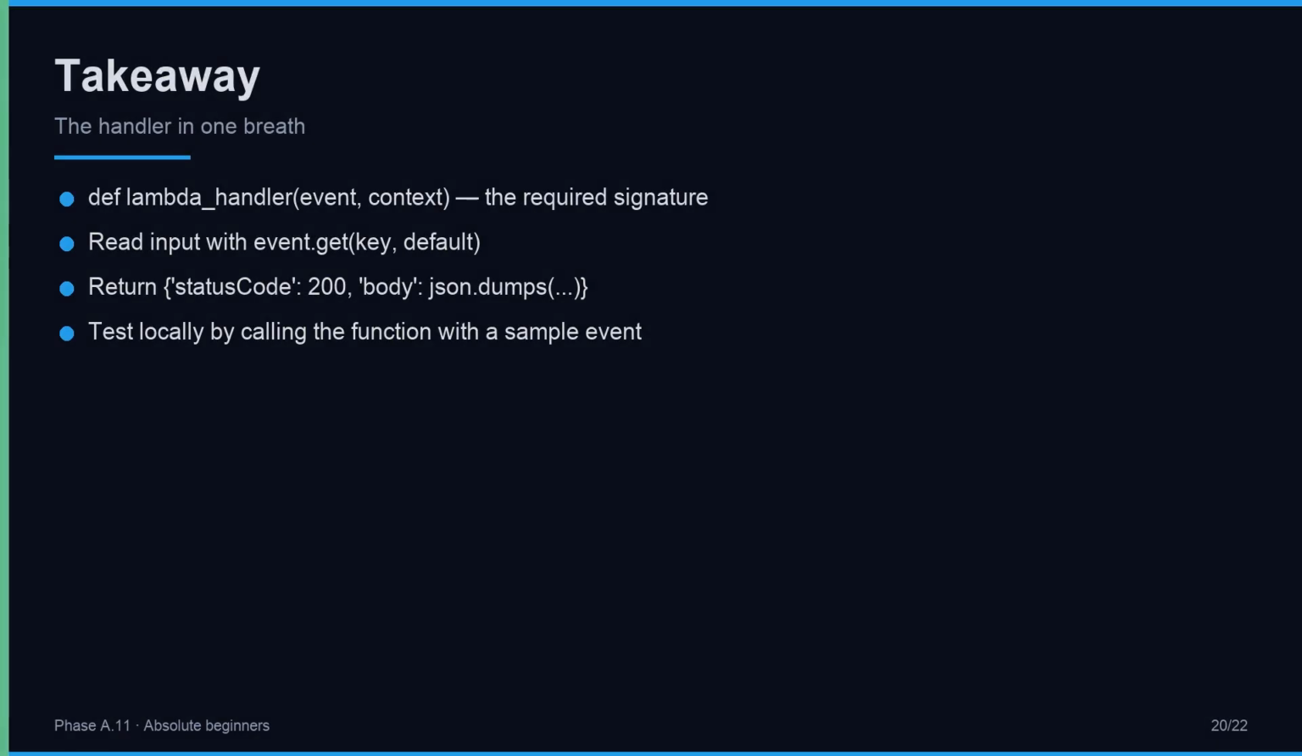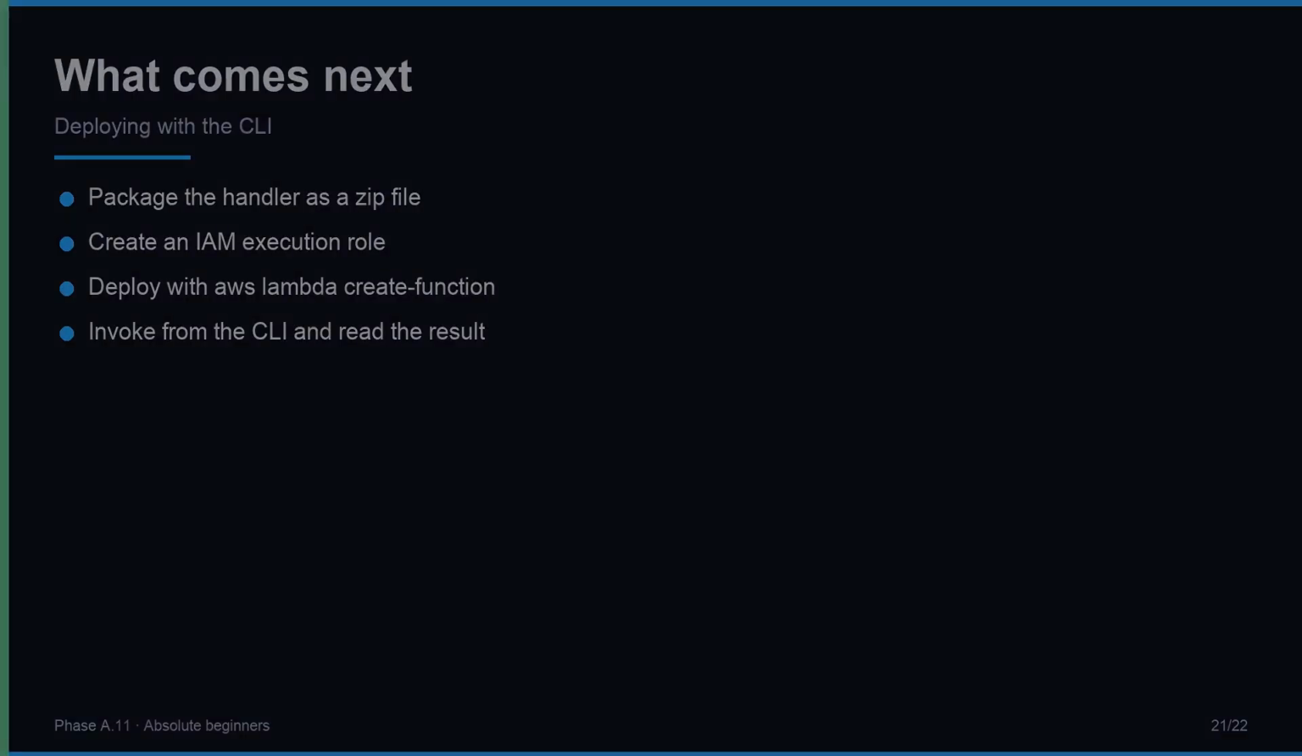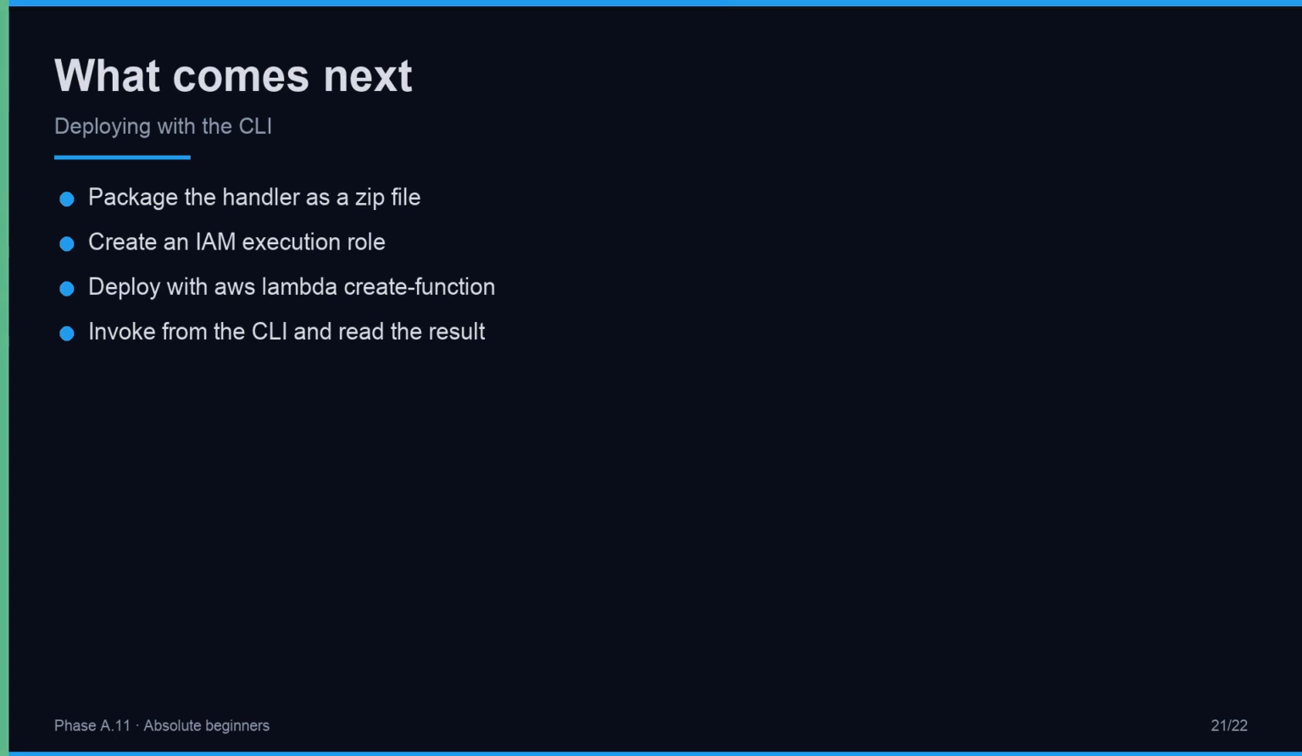Here is the handler in one breath. Define a function called lambda_handler that takes event and context. Read input safely with event.get, providing a default. Return a dictionary with a status code and a body, the body built with json.dumps. Put the code in a file called lambda_function.py. Test it locally by calling the function directly with a sample event dictionary and None for context. If the return value looks right, you are ready to deploy. One signature, one habit.